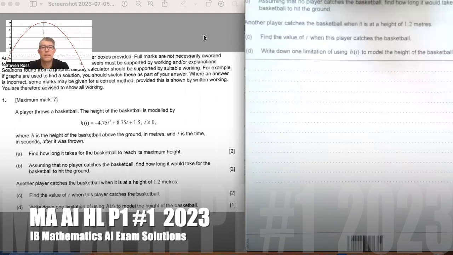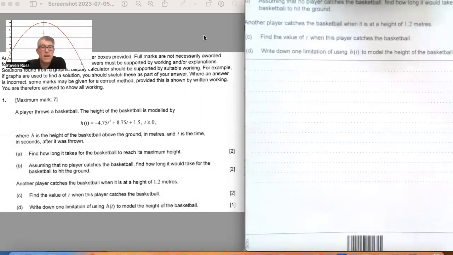So hello, this is a solution for Mathematics AI HL, Paper 1, Question 1 from the 2023 spring exam. So here we go. Question number one. It's worth 7 marks, so this is a lot of marks to get.